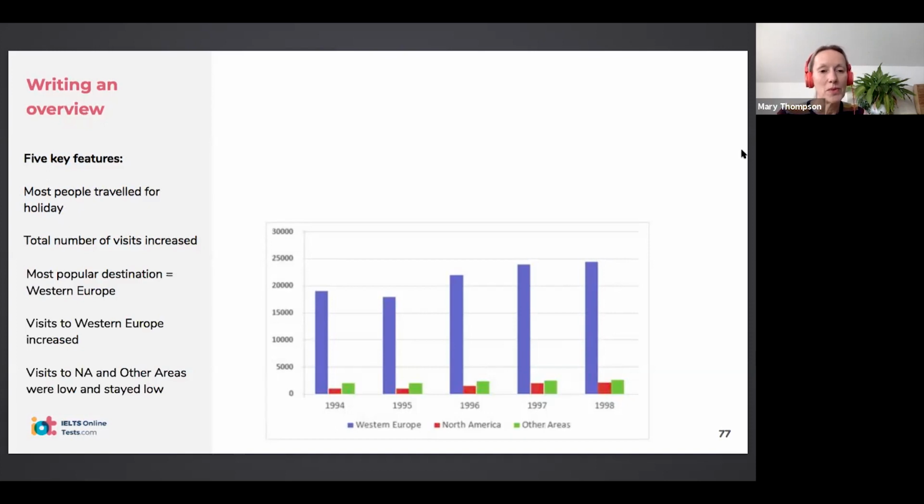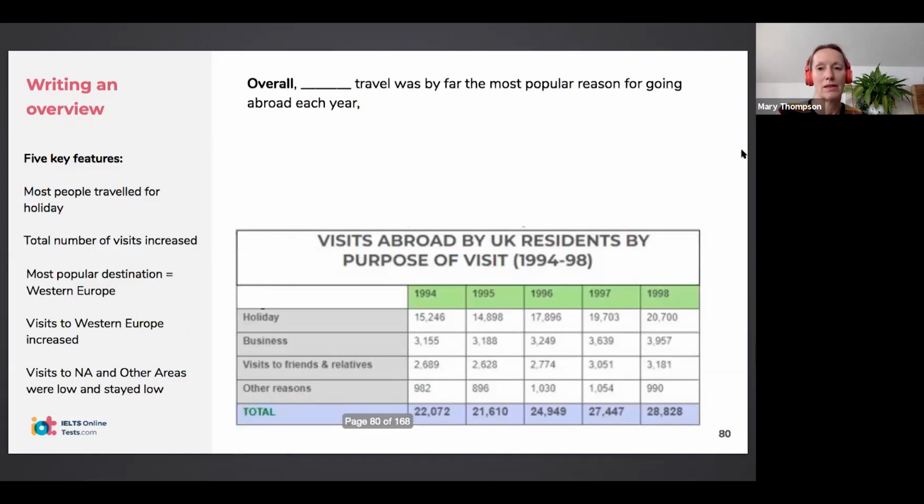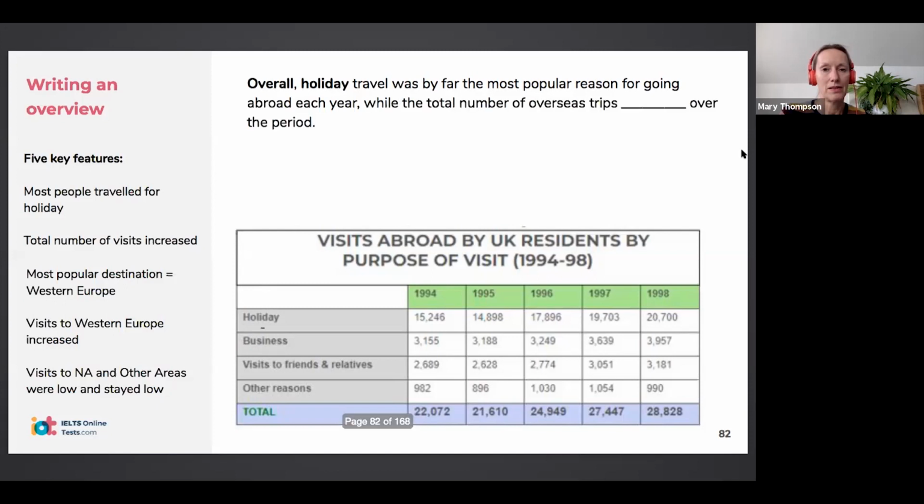Okay, so as I said before, you'll notice that we've got 3 points about one of them, 2 points about the table, 3 points about the bar chart. Okay, so that makes 5 altogether. Right, so starting with overall. Okay, so let's have a look at this. So something travel was by far the most popular reason for going abroad each year. Yeah, holiday travel. Well, the total number of overseas trips.